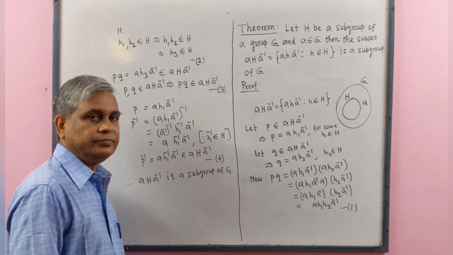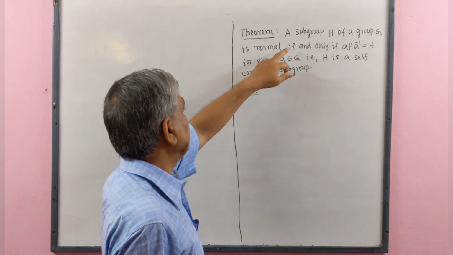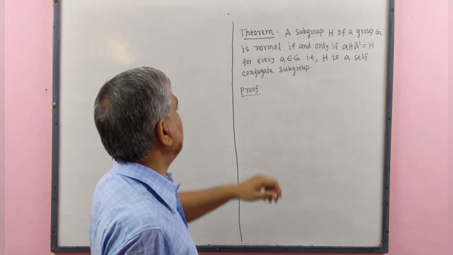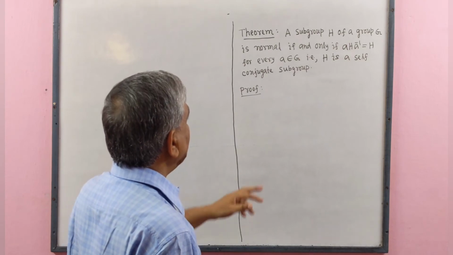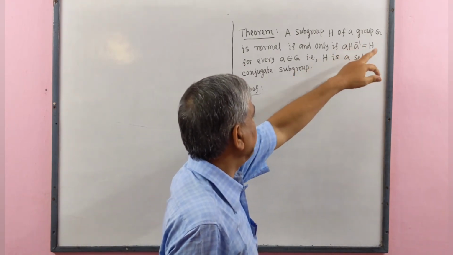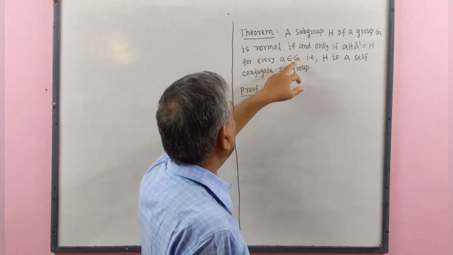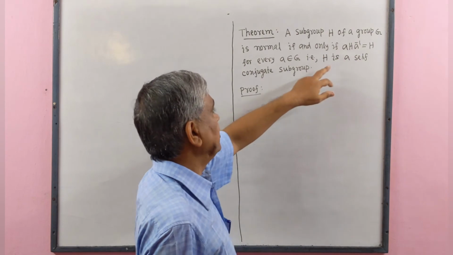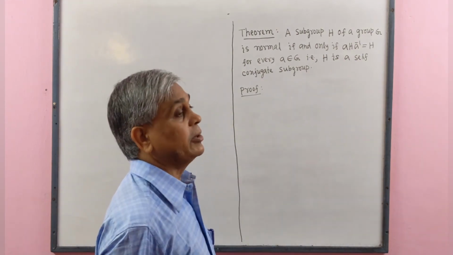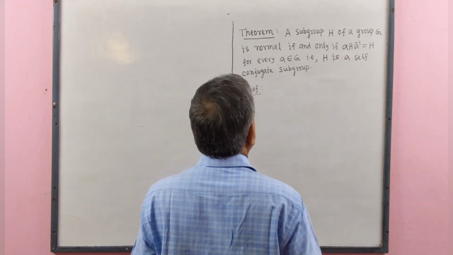Proved. Now we prove a theorem. The theorem is: a subgroup H of a group G is normal if and only if aHa⁻¹ equals H for every a belongs to G, that is, H is a self-conjugate subgroup. Now we prove this.